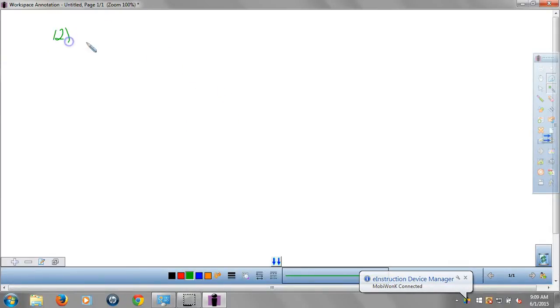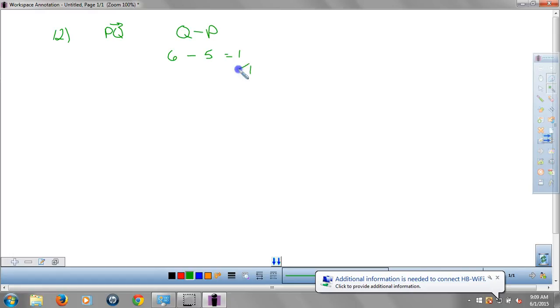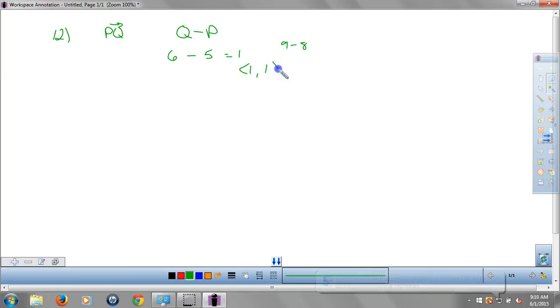Alright, number 12. We're looking for PQ as a component form. What we do is we do your endpoint minus your starting point, right? So you take your x coordinates. 6 minus 5 is 1. So we have 1, comma. For y, we go 9 minus 8 is a 1. And that's it. That's your component form.